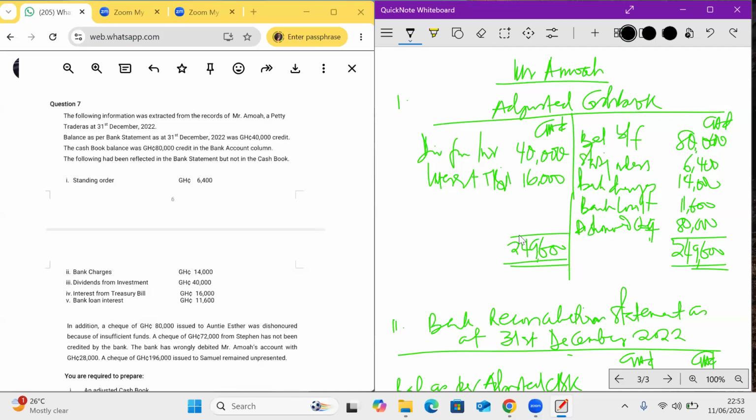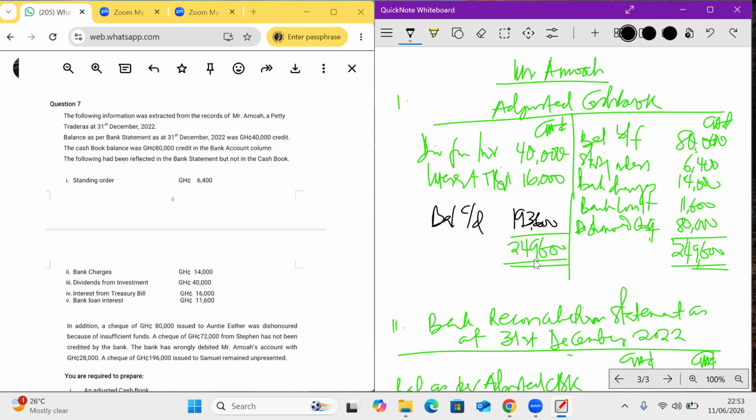Four, two, nine, 6,000. That gives us 193,600. What's the name of this figure? Balance carried down. Balance carried down is 196,600. Where should the balance brought down be recorded?